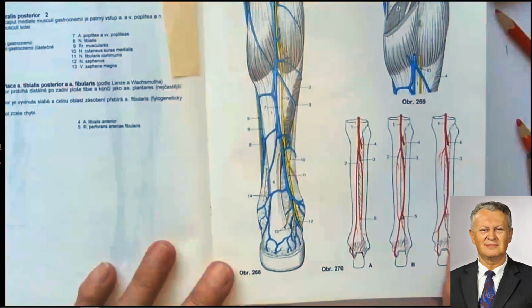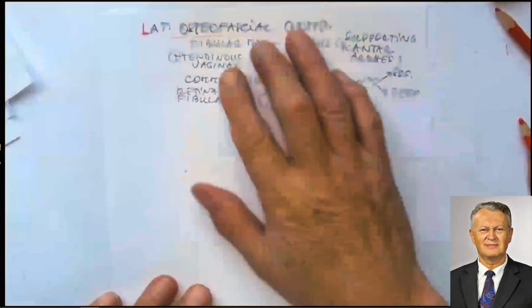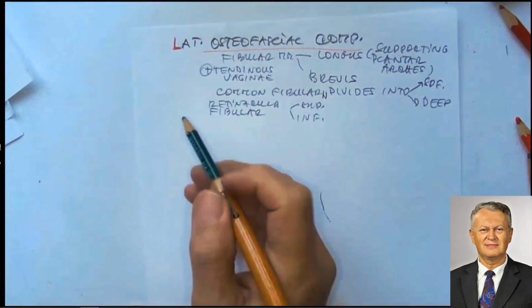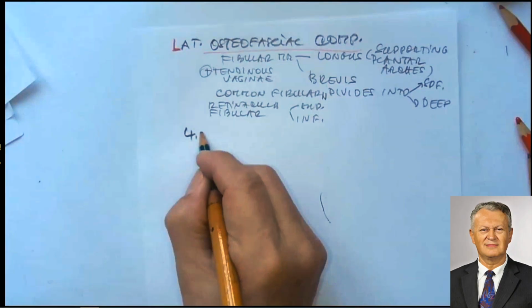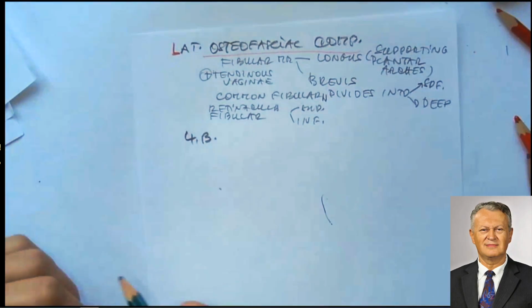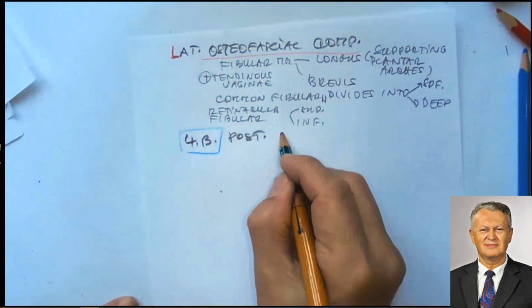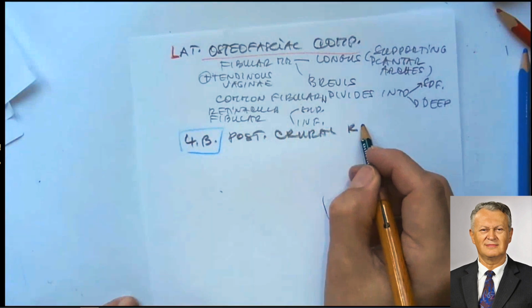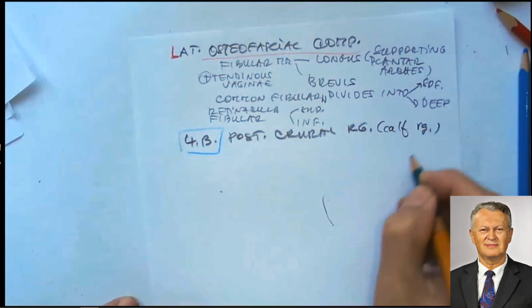These are regions. This is the posterior. No, posterior will follow. I will show you again together with the posterior. So this is just the lateral osteofascial compartment, sufficient. And then we have to mention 4B, which is the posterior crural region, also calf region, also we call it calf region.